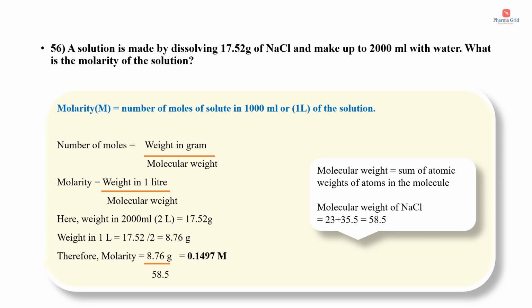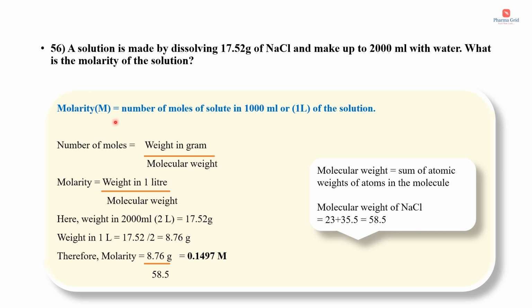So today we are going to discuss 5 more calculations. Question number 56: a solution is made by dissolving 17.52 gram of NaCl and make up to 2000 ml with water. What is the molarity of the solution? So this question is based on molarity. Here we need to calculate the molarity of the solution.